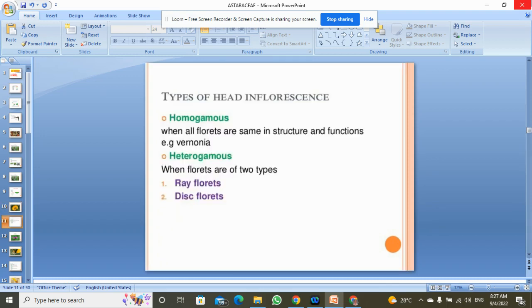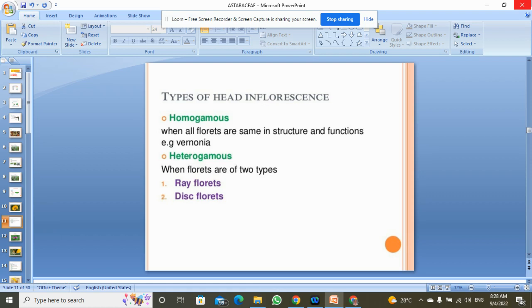Depending upon the presence of the ray florets and disc florets in the head inflorescence, there are two types: the homogamous head or the heterogamous head. If the entire head inflorescence contains only ray florets, it is homogamous. If it contains only disc florets, it is also called homogamous. The homogamous head can be seen, for example, in Vernonia cinerea, whereas sometimes it shows the heterogamous head.